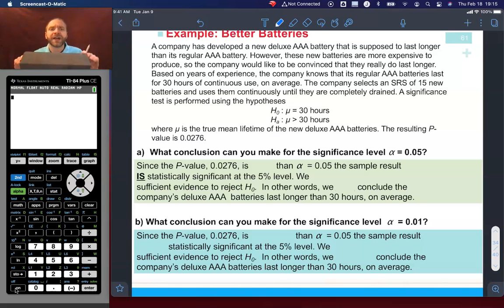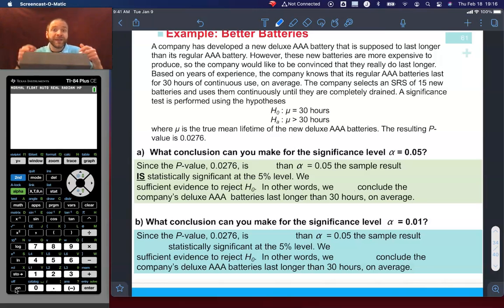on average. The company selects a simple random sample, random, of 15 new batteries and uses them continuously until they are completely drained. A significance test is performed using these two hypotheses. So I want you to realize how they came up with these hypotheses. The claim that they're used to from observed data from before is that their batteries last on average of 30 hours. So the null hypothesis is mu equals 30 hours.